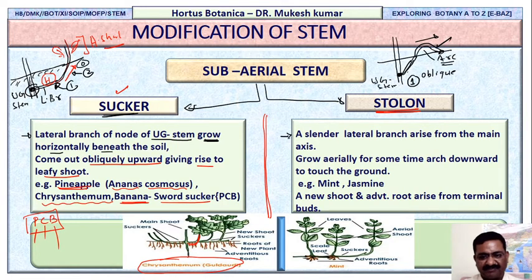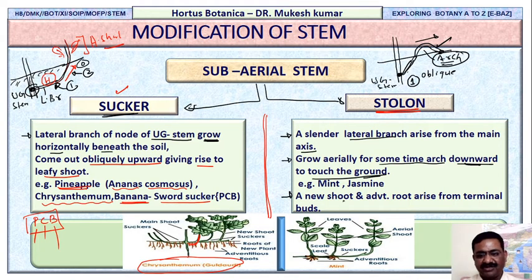So what is the important point we have? A slender lateral branch arises from the main axis, grows aerially for some time, arcs downward to touch the ground. This is the NCERT line I have taken, because you must know the NCERT line, questions will come from the NCERT line. So understand again, a slender lateral branch arises from the main axis, first point. Second, it grows aerially for some time, forming an arc, and again comes downward, attaches to the ground and bears the leafy shoot. So what happened?